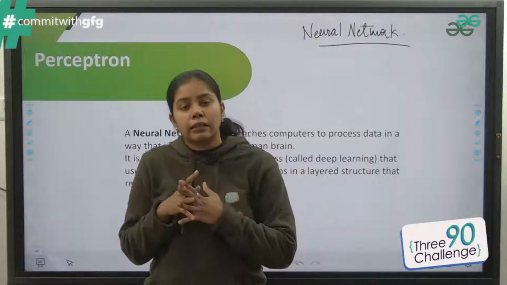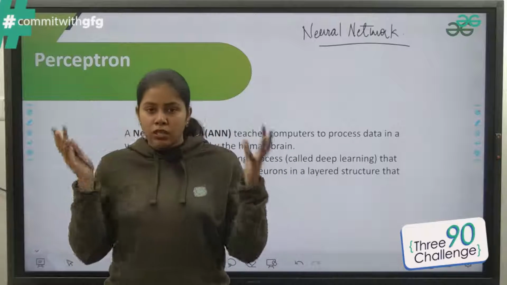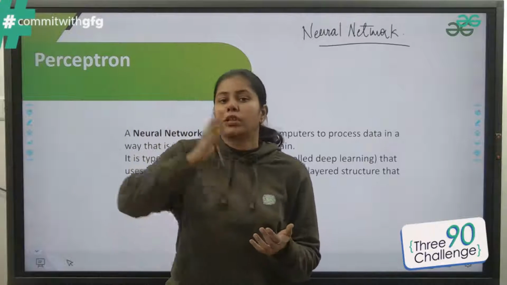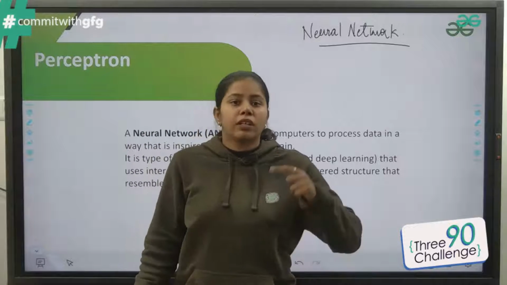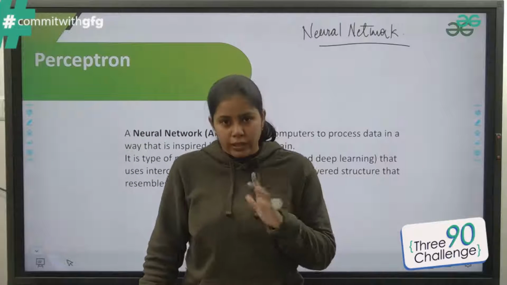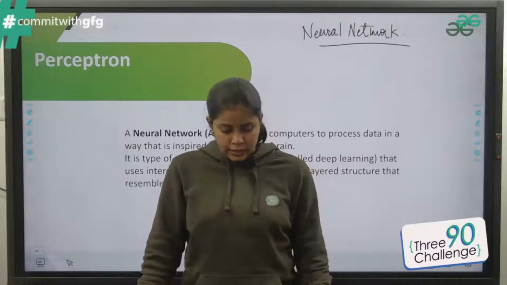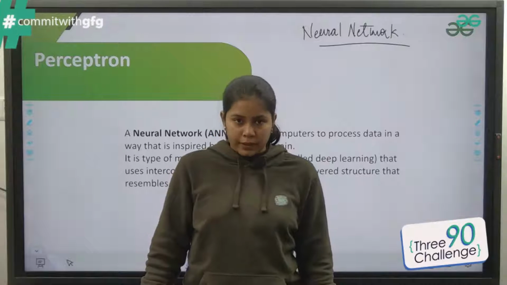So we want to make a machine learning model like that, so that it would decide on its own, and it would take its decision like the human brain does. So that is neural network.